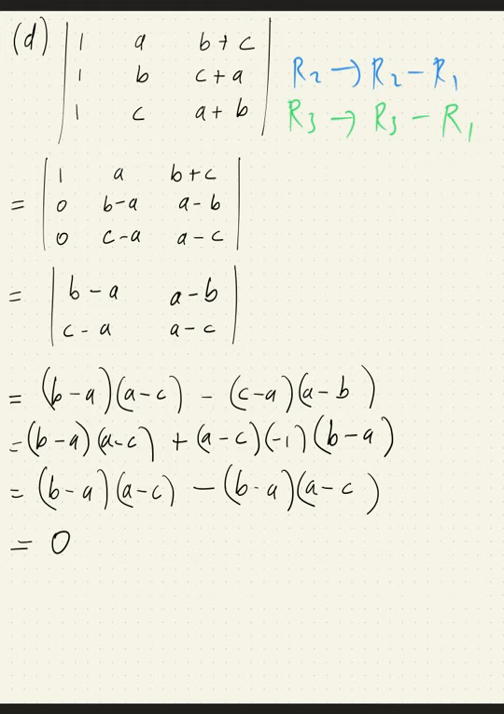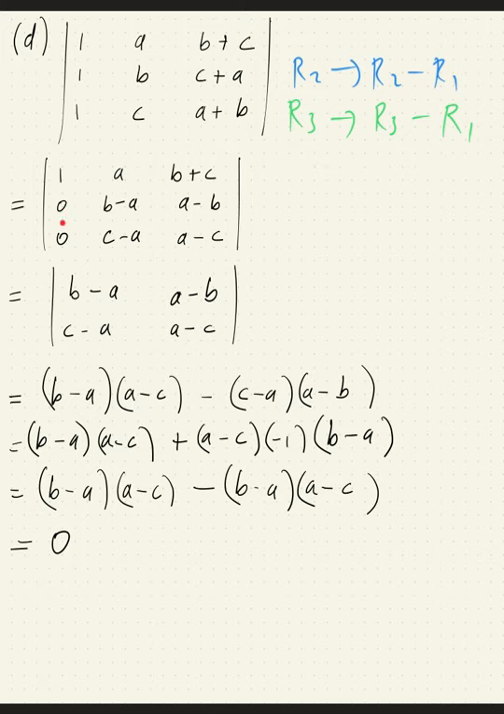So let's do that second row. It's going to be row 2 minus row 1. So we get 1 minus 1 is 0. B minus A here. C plus A minus B plus C. So that's C plus A minus B minus C. So we're left with A minus B. Third row, row 3 minus row 1. 1 minus 1 is 0. C minus A goes here. A plus B minus B plus C comes out to A minus C.